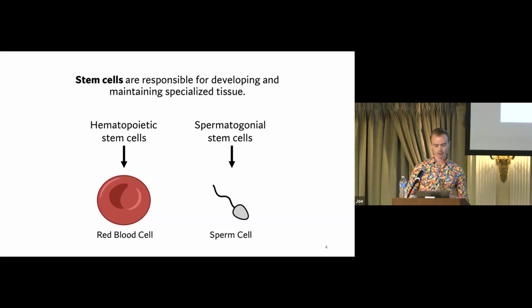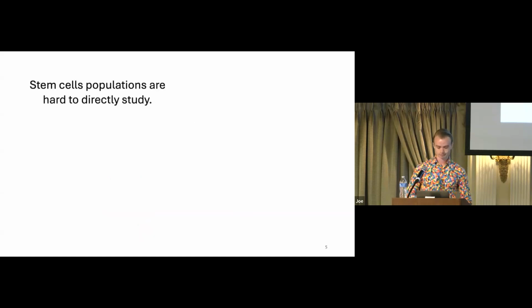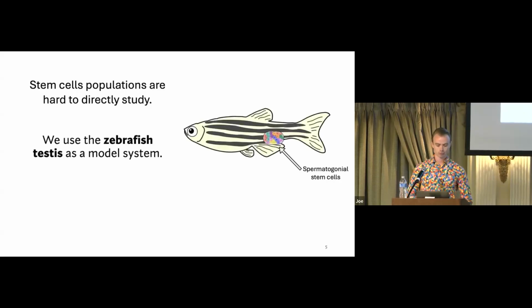It's these cells on the right, the spermatogonial stem cells, that I'm going to be focusing on for this project, as you'll see in a moment. One difficulty in studying stem cell populations is that they tend to be in very inaccessible locations in our tissues, and also there tend to be very few of them. What that means is that if we wanted to look at them directly, that usually involves either damaging a tissue or killing an organism. What my group does is we work with the zebrafish, and in particular the zebrafish testis, as a model system to study stem cell dynamics.